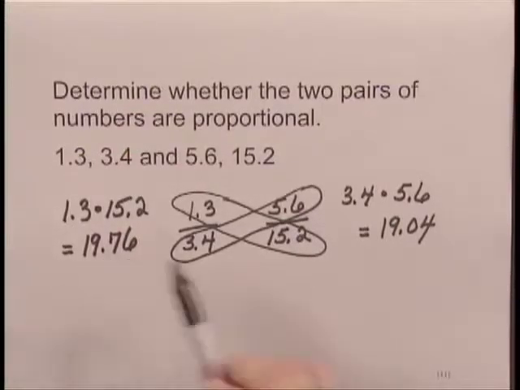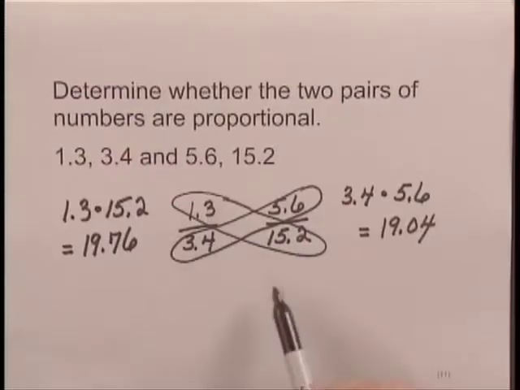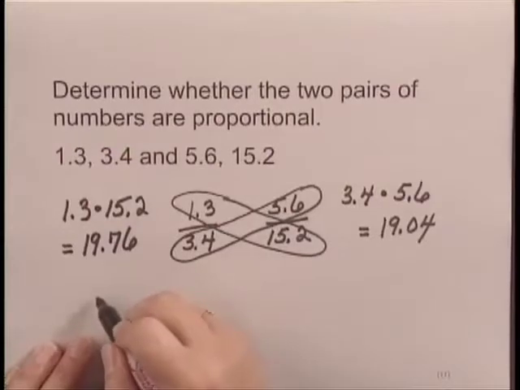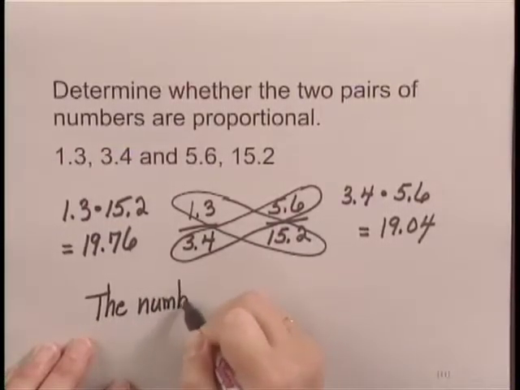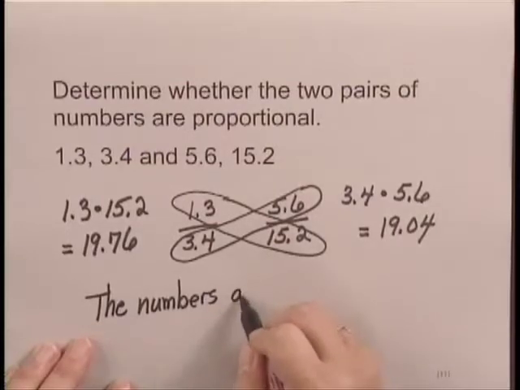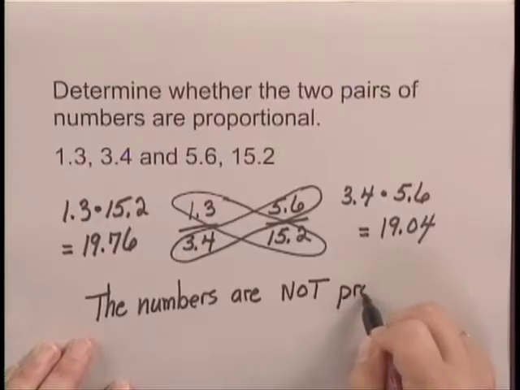19.76 is not equal to 19.04. Therefore, these ratios are not the same. Therefore, the pairs of numbers are not proportional. So you could say the numbers are not proportional.